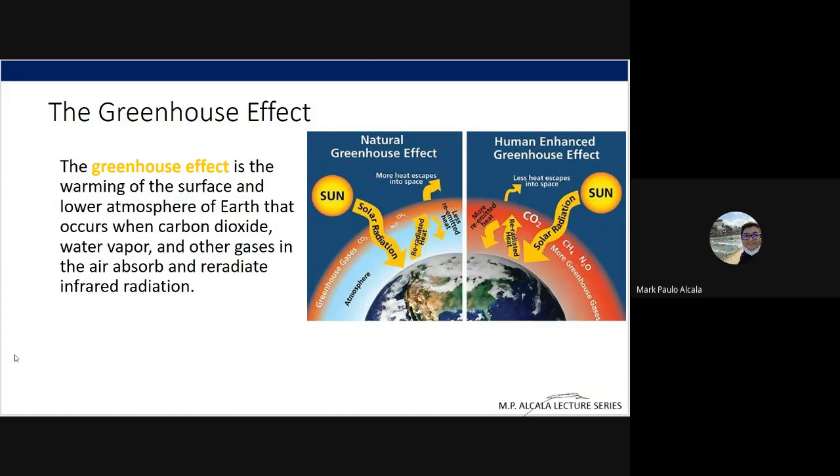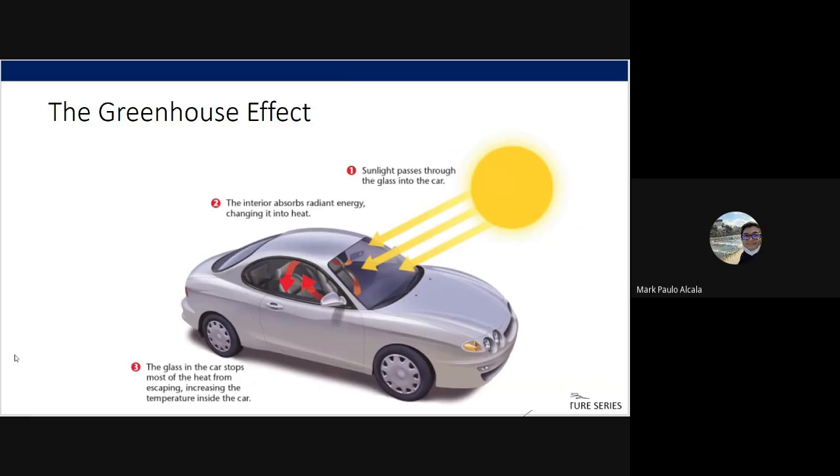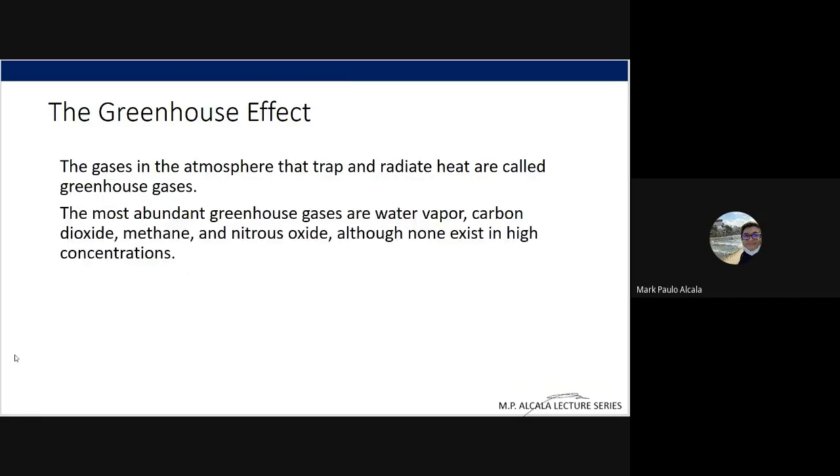So, the concept of the greenhouse effect is like this: a car illustration, where sunlight passes through the car and the radiant energy, the ultraviolet radiation, is transformed into heat. The glass in the car stops most of the heat from escaping, increasing the temperature inside the car. Okay, so that is a basic explanation of the greenhouse effect.